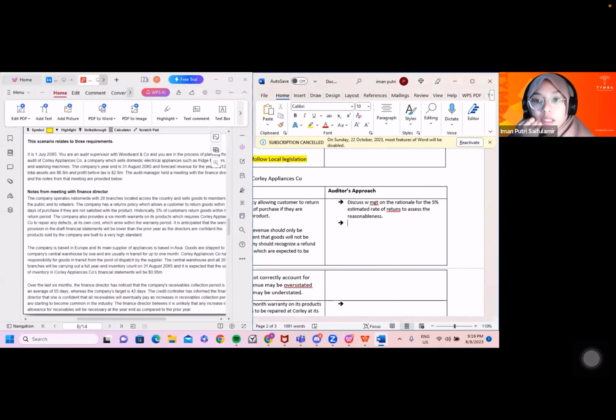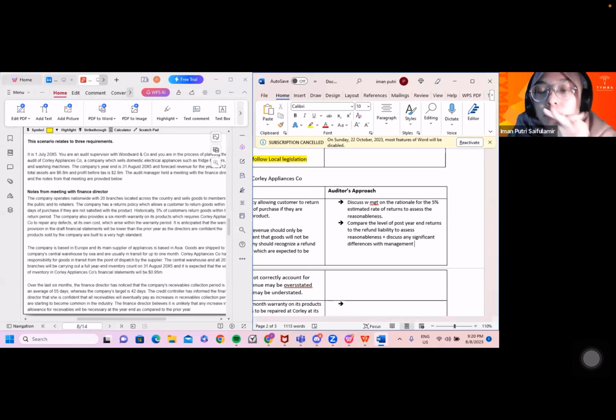Review the return policy. I would say that this is a similar answer. We want to basically review the estimated rate of return. Another point, maybe more specific: we want to compare the level of post-year-end returns to the refund liability to assess reasonableness, and we want to discuss any significant differences with the management.